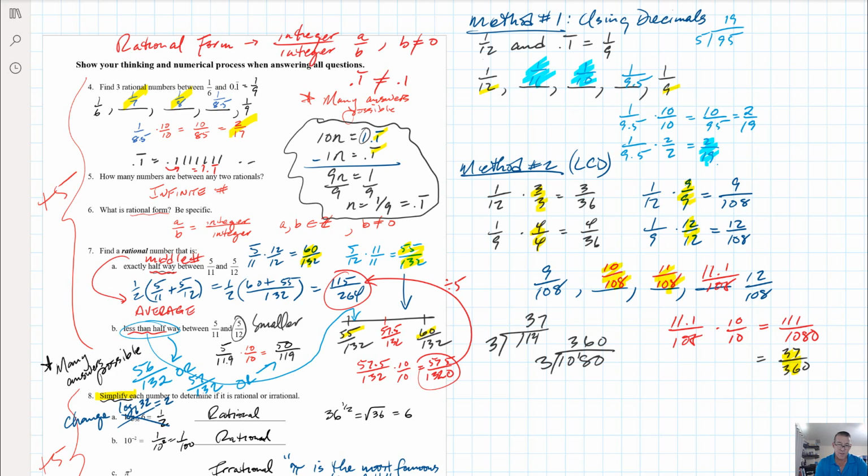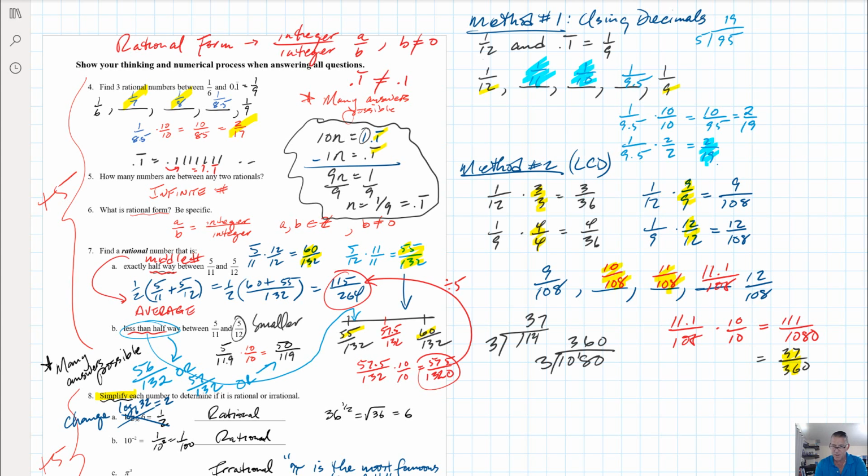All right. So that's the first part here. The second part, number 5: how many rational numbers are between two rationals, or how many numbers are between two rationals? Well, between any two numbers on the number line, there's an infinite number of numbers. And we talked about that in class.